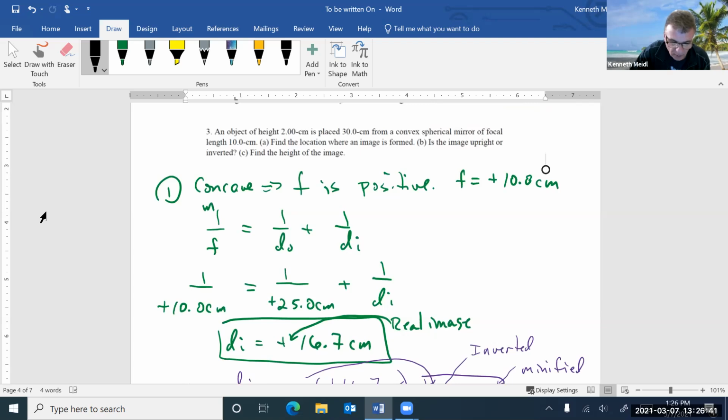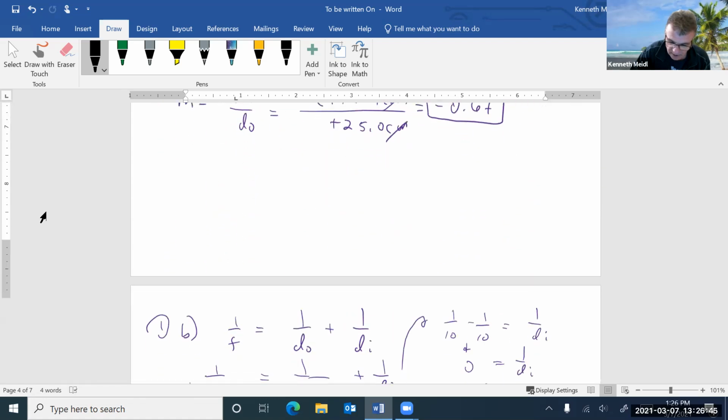Is the image upright or inverted? Yeah, find the height. Oh, find the height of the image. Okay, so let's do that, height of the image.